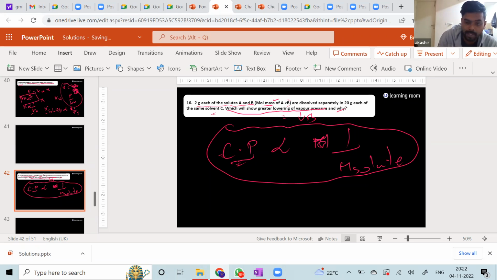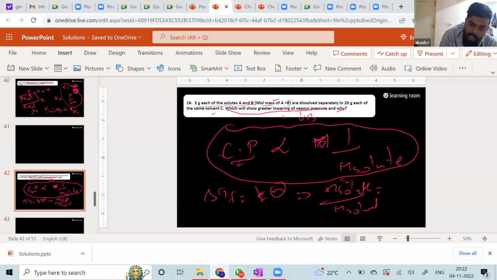Because any colligative property is inversely proportional to the molecular mass. I can prove it to you if you want. For example, take delta TF equal to KF into m. Now how will you write m? m is the number of moles of solute divided by the mass of solvent. How do you write the number of moles of solute? Given mass divided by the molecular mass of solute. Now you see that delta TF is actually inversely proportional to the molecular mass of solute. Not only this, any colligative property is going to be inversely proportional to the molecular mass of the solute.